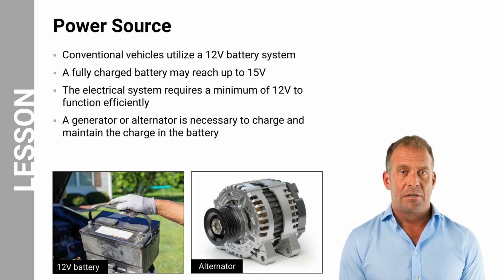However, it is essential to note that the electrical system requires a minimum of 12 volts to function efficiently. To maintain the battery's charge and ensure continuous power supply, a generator or alternator that is coupled to the engine is employed, which is responsible for charging and sustaining the battery's electrical potential. In automotive electrical systems, the power source plays an important role in powering up and maintaining the vehicle's vital functions, such as vehicle ignition, heating, ventilation and air conditioning, safety systems, etc.